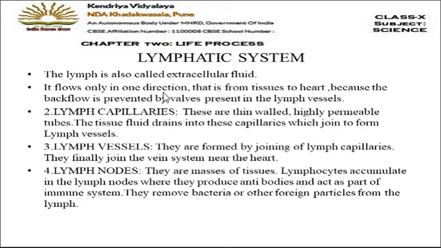So this lymph also flows in one direction only, that is from body cells to the heart. It only flows from the body cells towards the heart. So it is a unidirectional flow of the lymph. It flows from tissues to the heart because the backflow is prevented by valves. Lymph capillaries and lymph vessels all have valves present in them so that the lymph cannot go back.